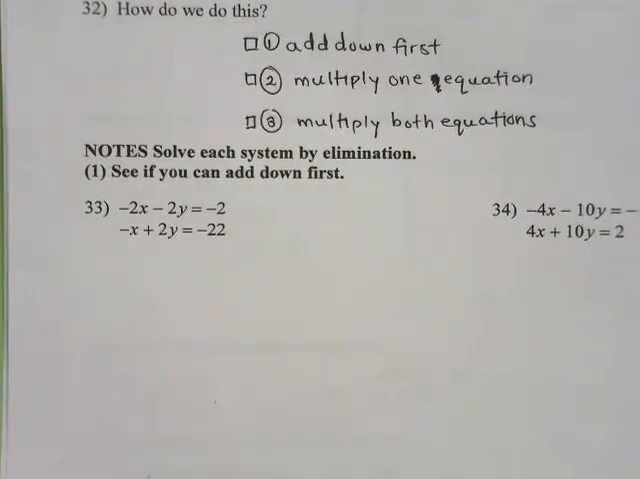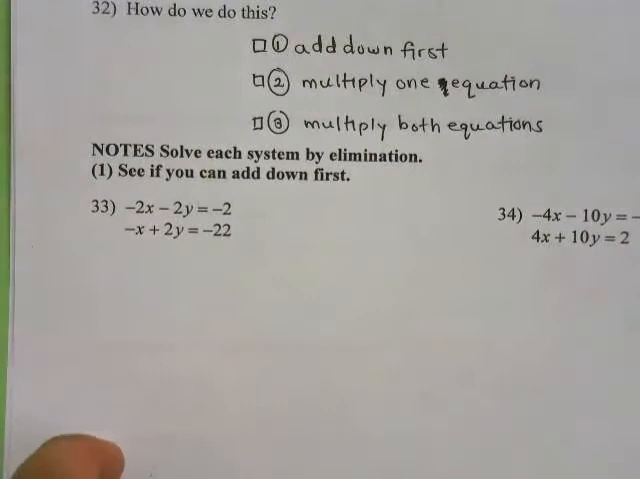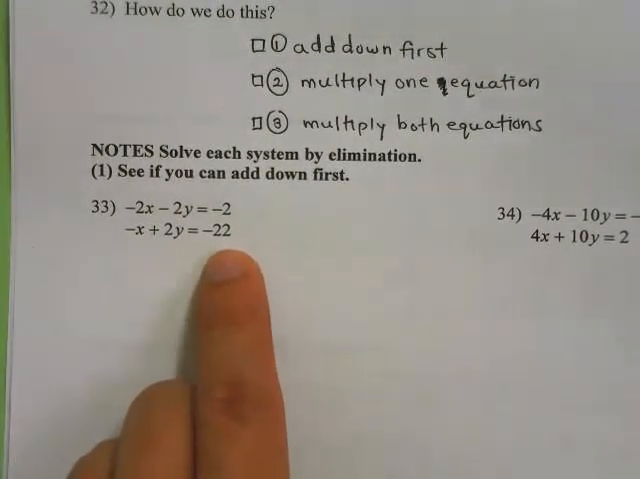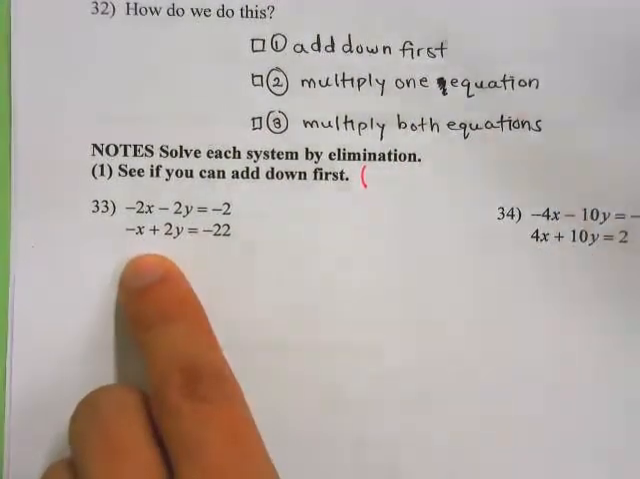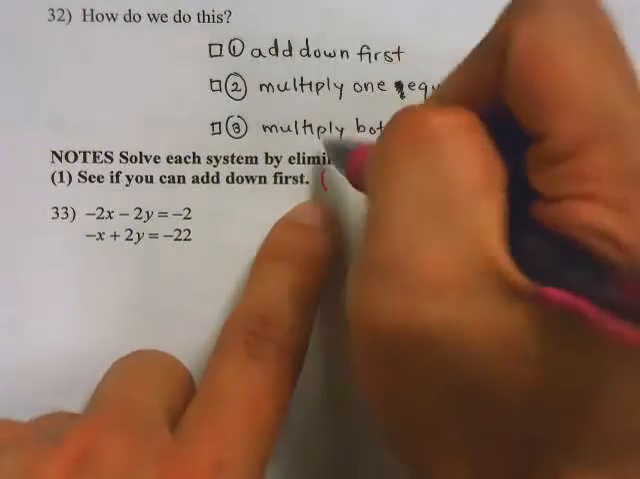Starting at number 33. So the instructions is solve each system by elimination. The reason why it's called elimination is because we're going to eliminate one variable. Like one variable is going to be gone. It's going to be zeroed out. So technique number 1 for elimination is see if you can add down first. And if you take a look at these equations, both of these equations are in standard form. And I'm going to put that down over here.